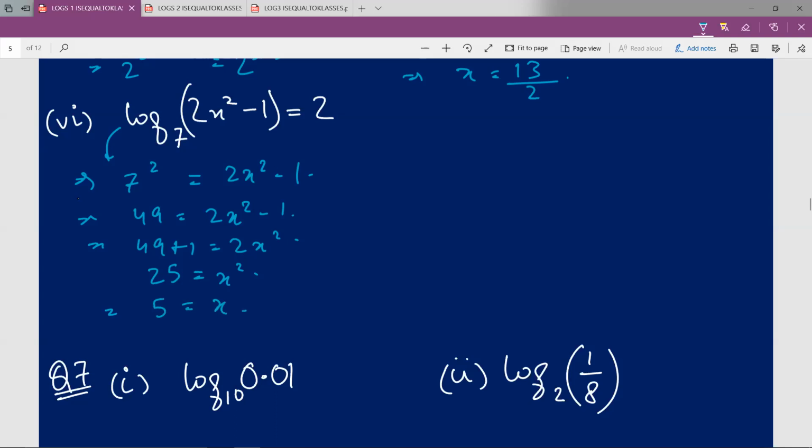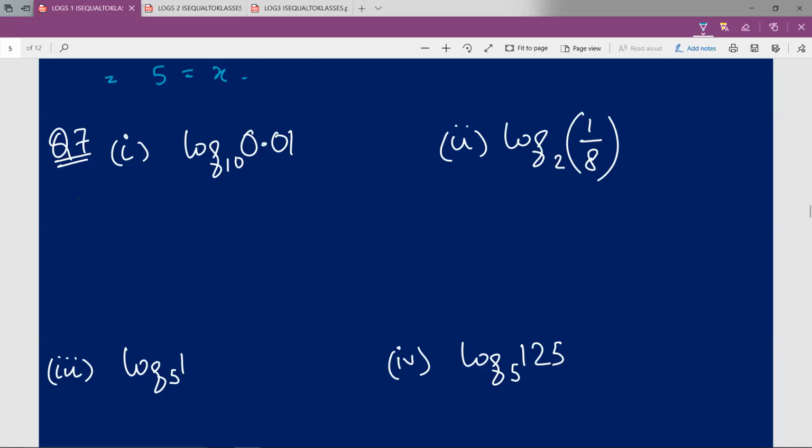Okay. Moving on to the next question. Now again, here they have given you these logs, and over here what they have said is that evaluate. So question number 7 states that evaluate. Now here it is given log of 0.01 to the base 10 is equal to what?